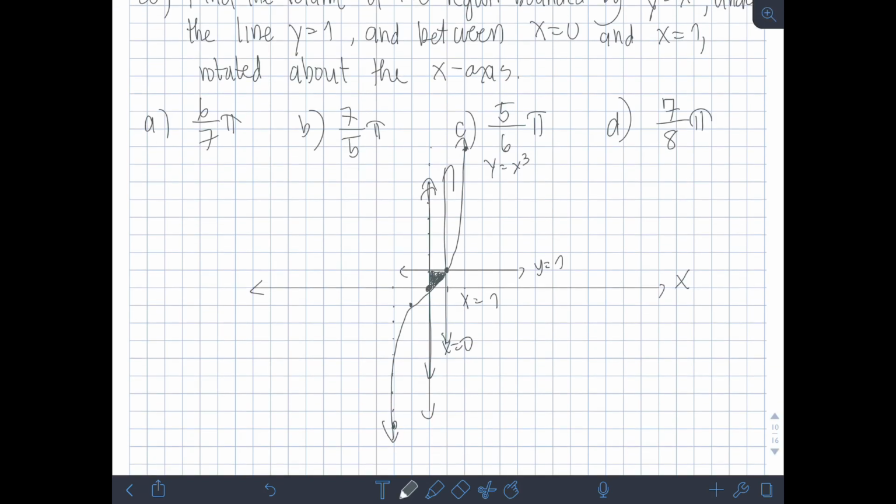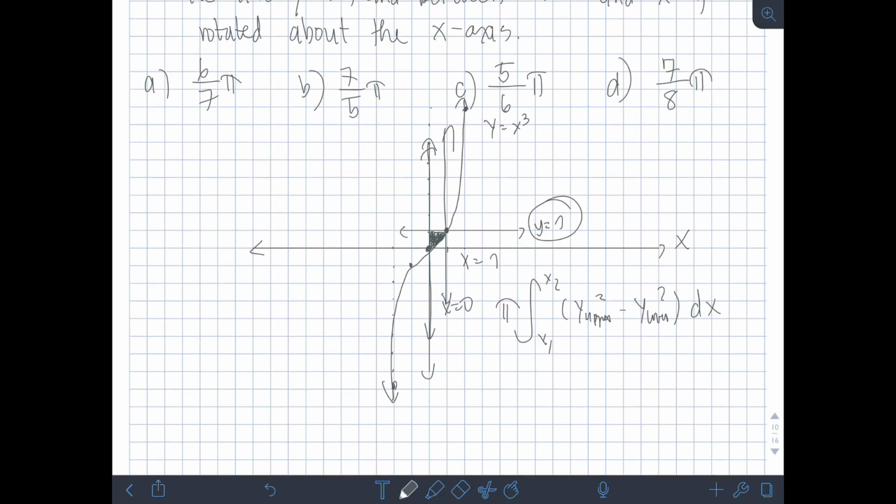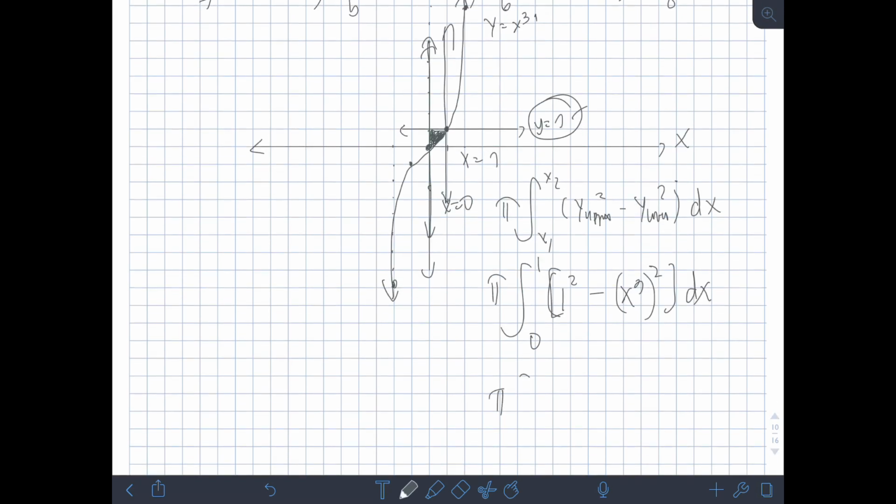So the formula, if we use a vertical strip, is pi times the integral of y upper squared minus y lower squared dx from x1 to x2. Our y upper is this 1, and our y lower is y equals x cubed. Our limits are x equals 0 and x equals 1. So we have pi integral from 0 to 1, where y upper is 1, so 1 squared minus y lower, which is x cubed, so x cubed squared, then dx. Okay, we can solve this using a calculator.